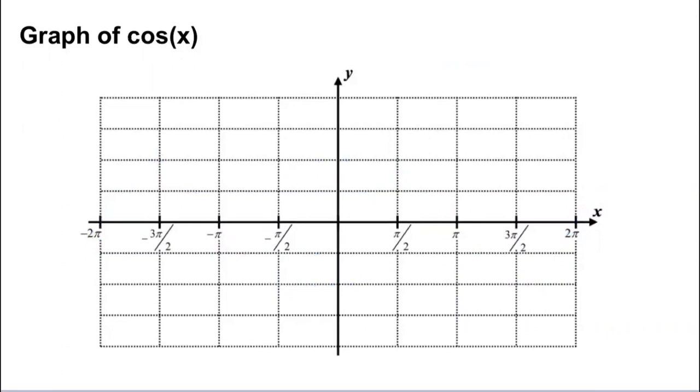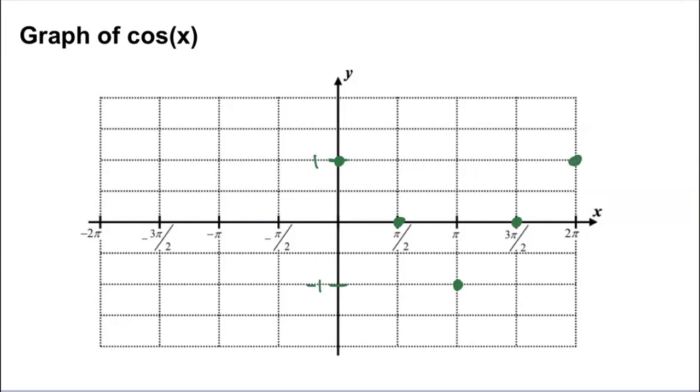So cosine of 0 is 1. Let's label our axes first. This is going to be 1, and then this is going to be -1. I labeled them 1 and -1 again, and you may be able to see why. So cosine of 0 is 1. I'm going to label that there. Cosine of pi over 2 is 0. Cosine of pi is -1. Cosine of 3 pi over 2 is 0. And cosine of 2 pi is 1.